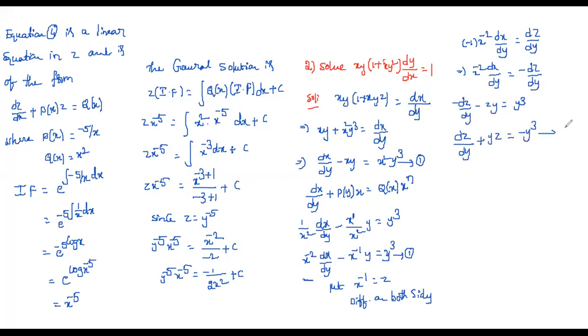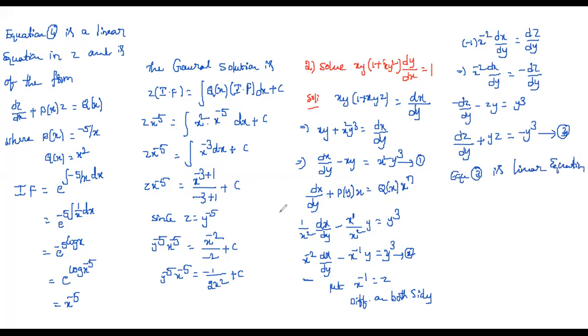So let it be taken as this equation 2, and this is equation 3. Is this a linear equation or not now? See that equation 3 is a linear equation, Leibniz's linear equation.